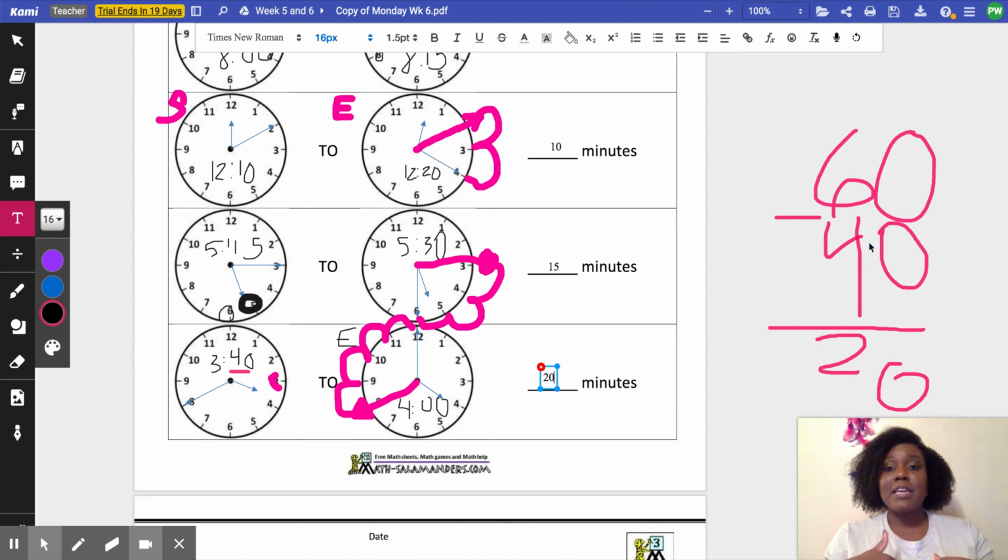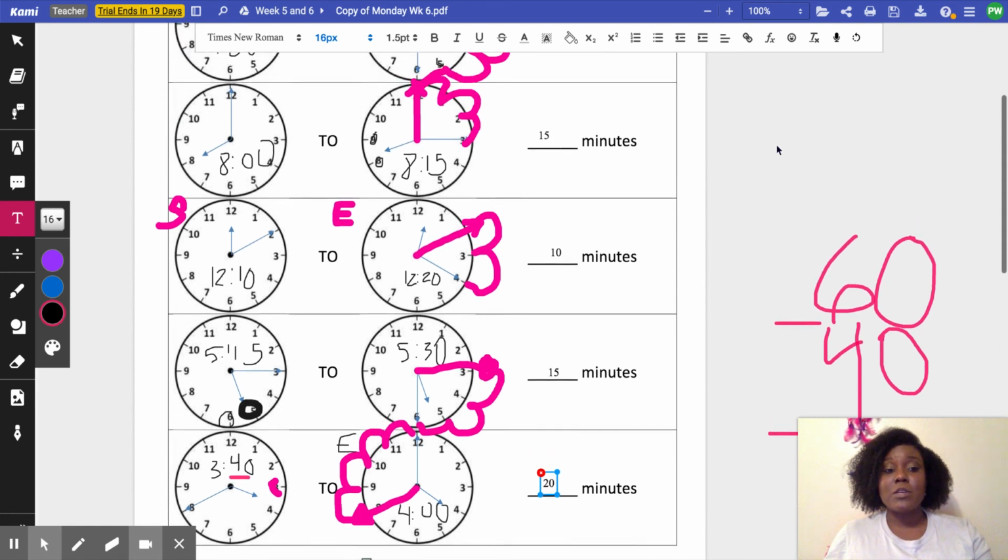It's not going to be anything that you have to do at home in your at-home packet, but it is something that, in fourth grade, you're going to see elapsed time again. So if you need any extra help, you need extra practice with it, just give me a call, text, email, whatever.